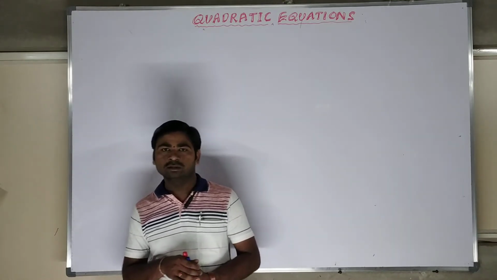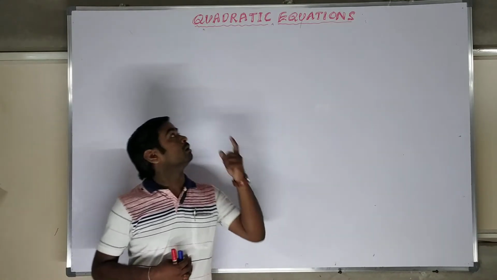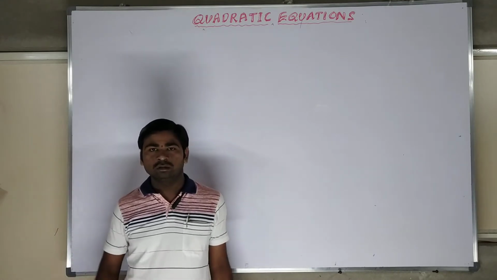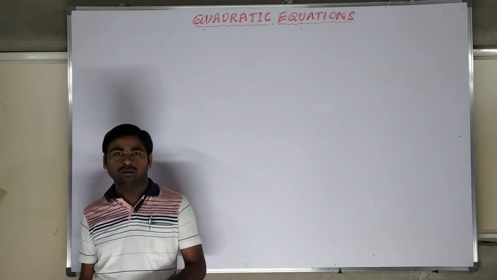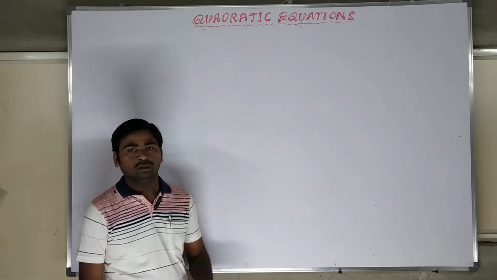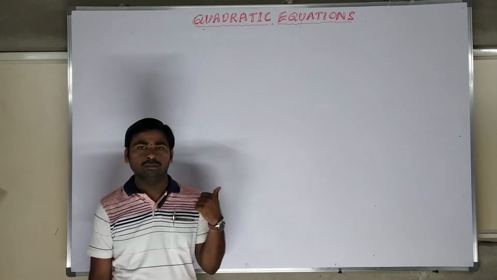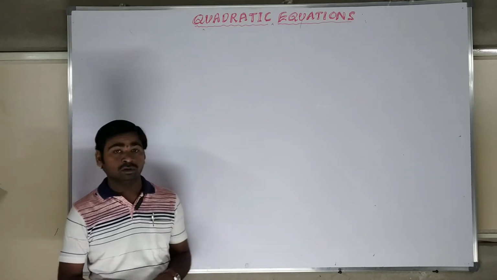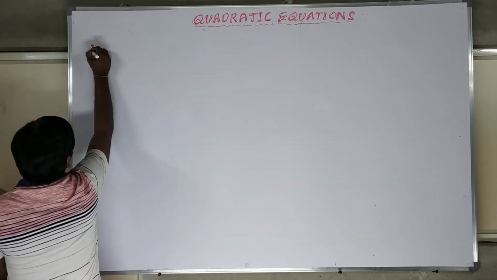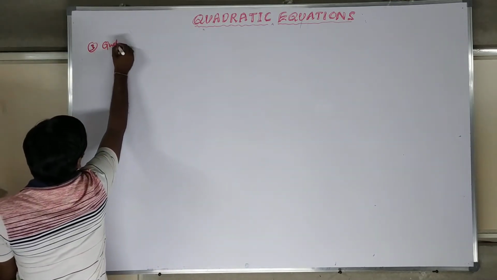Last class we discussed the solution for quadratic equations. We have three methods: the factorization method and the complete square method. The third one is the quadratic formula, a direct formula application method. We completed the factorization and complete square methods. Now we have switched to the third one, the quadratic formula, which is a direct formula.